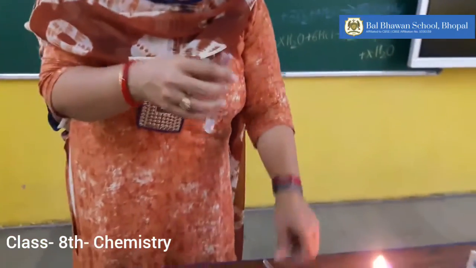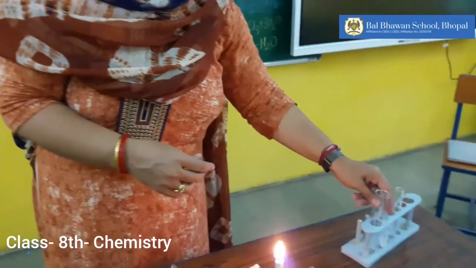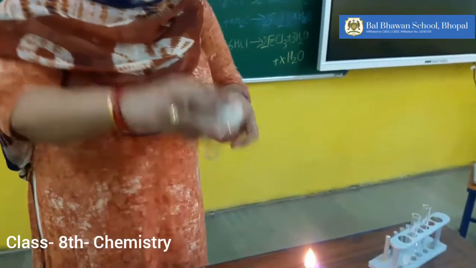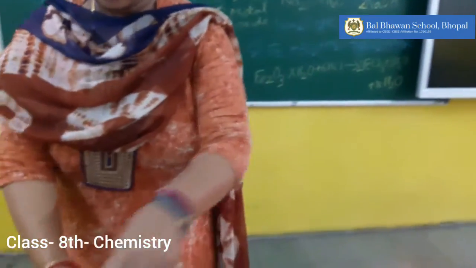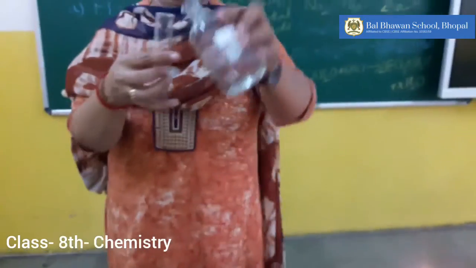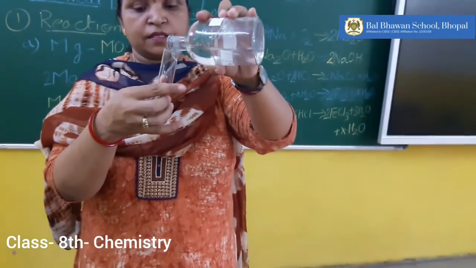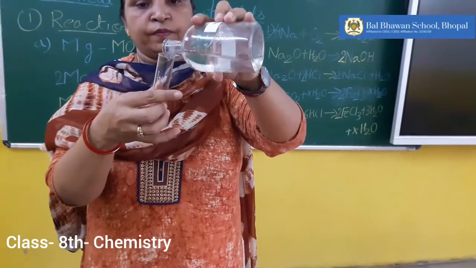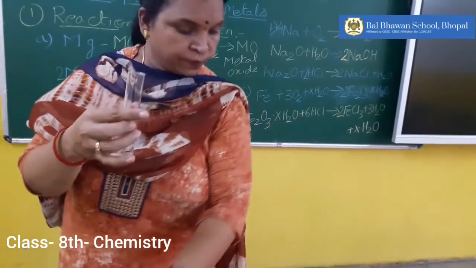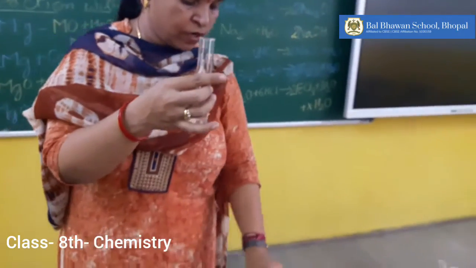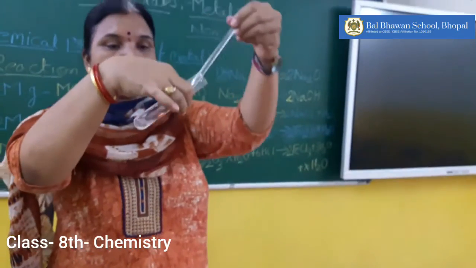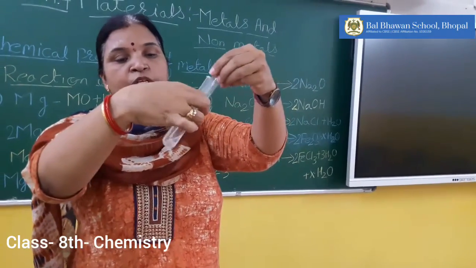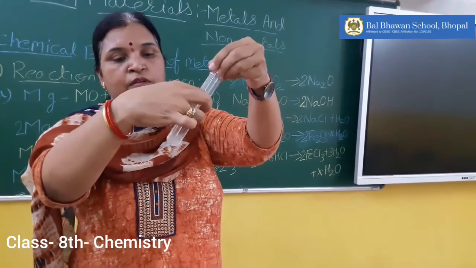The second part of the experiment is, I will take this magnesium oxide and pour a small quantity of hydrochloric acid, and with the help of a glass rod, I will try to dissolve it.